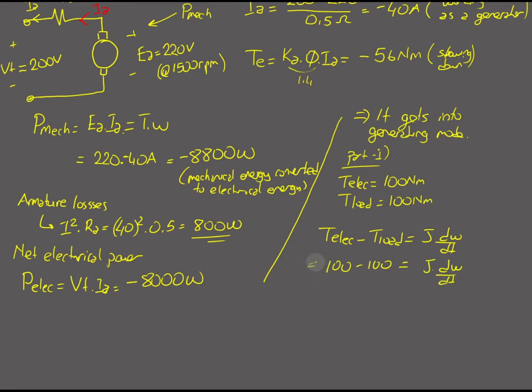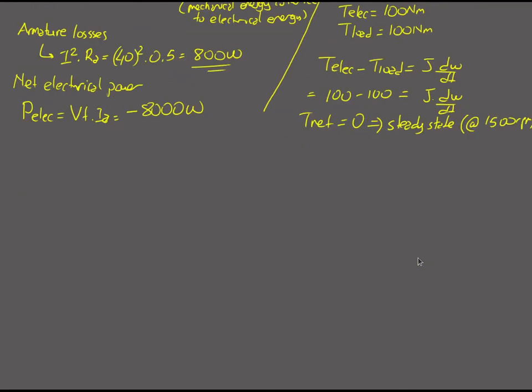So T net was equal to zero. So it is steady state. That was the case in the first part. We had electrical torque of 100 Newton meter and load of 100 Newton meter, so the difference is zero. When the difference is zero, there will be no change in the speed, steady state at 1500 RPM.